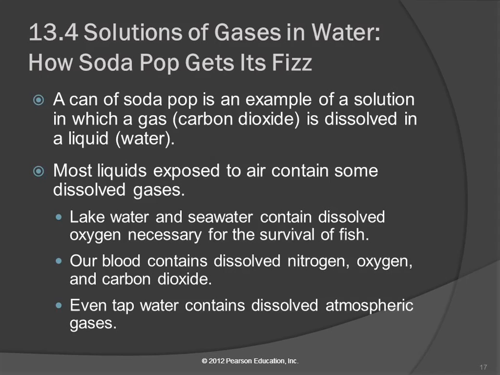Most faucets at home have what's called an aerator on them, and it makes sure that the water is getting mixed with air as it comes out, because water that's aerated tastes better than water that doesn't have any air dissolved in it. We know that lake water and seawater have oxygen dissolved in them, or the fish would be dead.